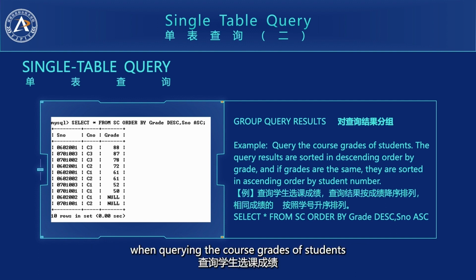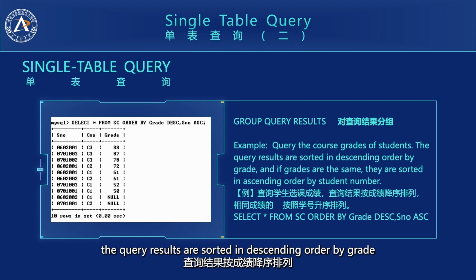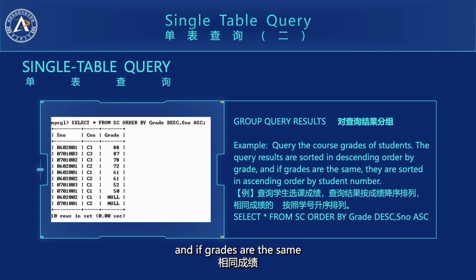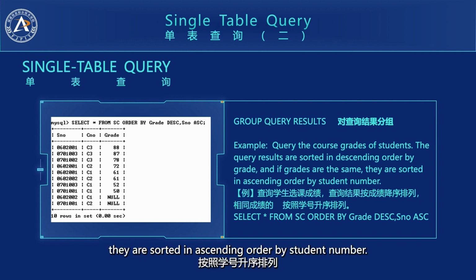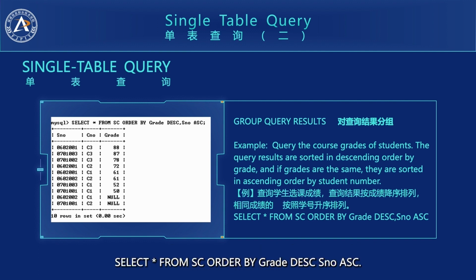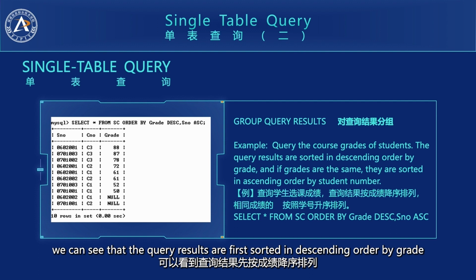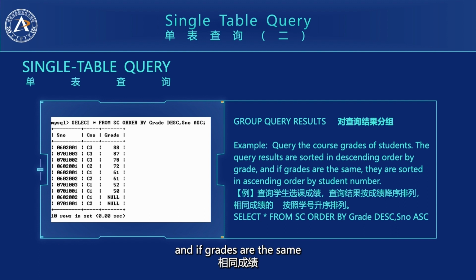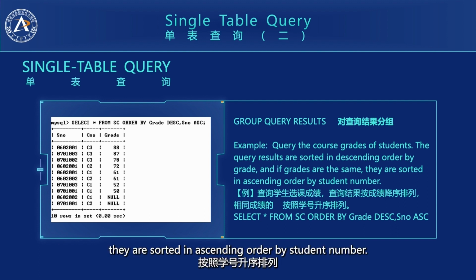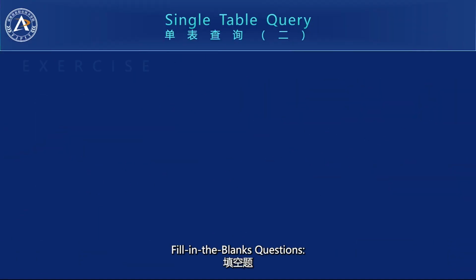For example, when querying the course grades of students, the query results are sorted in descending order by grade, and if grades are the same, they are sorted in ascending order by student number. The query statement used is select * from SC order by grade desc, SNO ASC. From the screenshot of the result on the screen, we can see that the query results are first sorted in descending order by grade, and if grades are the same, they are sorted in ascending order by student number.